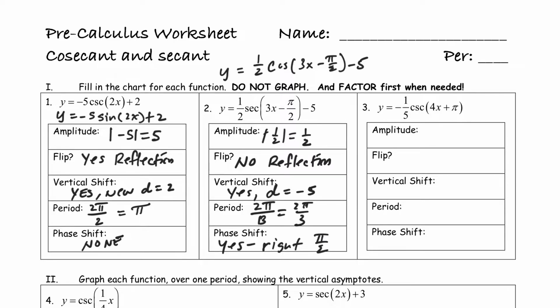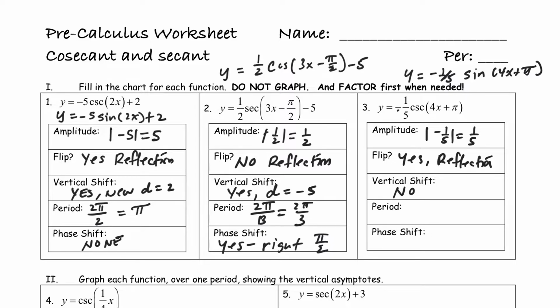For number 3, remember, it's cosecant, so you would have to graph first y equals -1/5 sine 4x plus pi. So the amplitude is the absolute value of -1/5, which is 1/5. There is a reflection. How do I know? Because of the negative right in front. Vertical shift, I would say no, none.